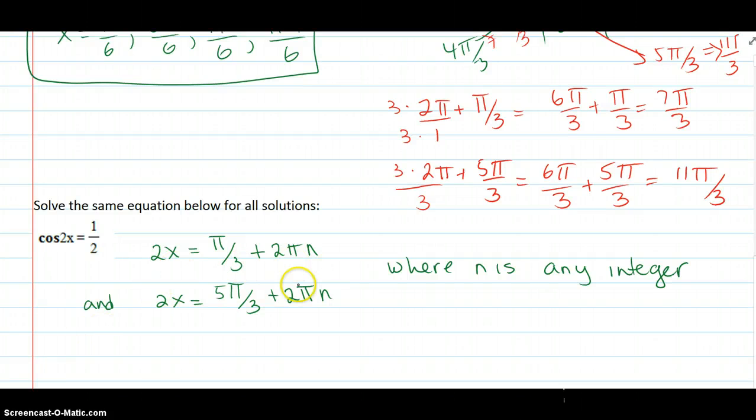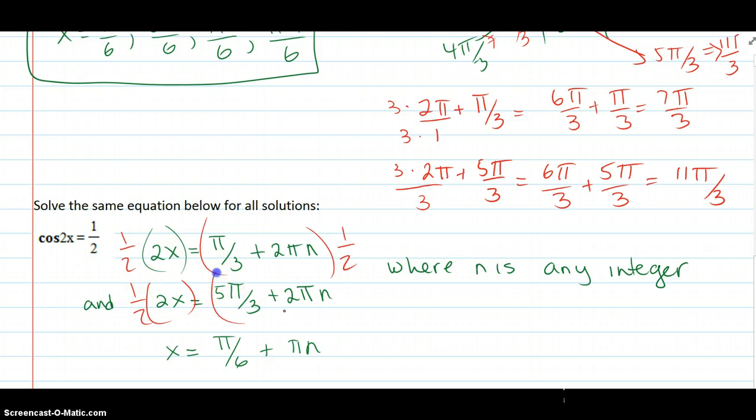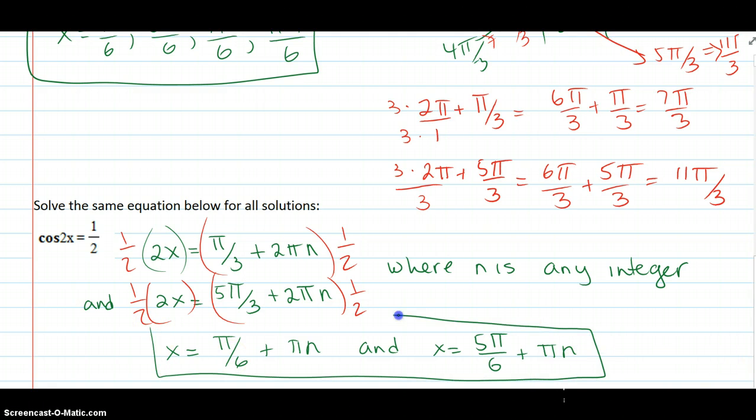So what does that mean? If I divide everything by 2 now, x would equal pi over 6 plus pi n. Multiplying both sides, let me do it in red, by 1/2. And again, multiplying both of these by 1/2, you would get x equals 5 pi over 6 plus pi n. That would be the general solution.